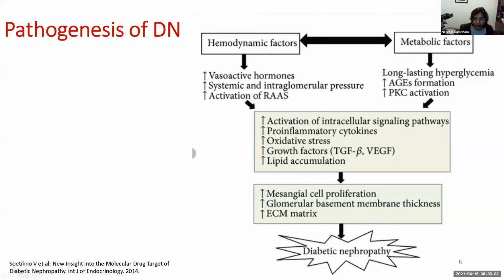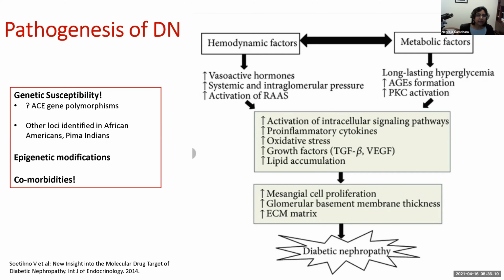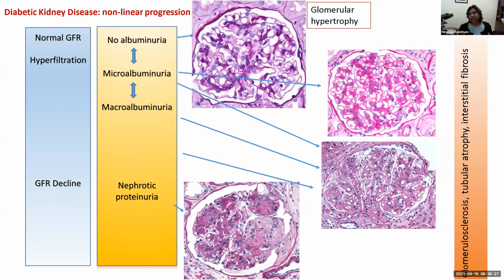So you start seeing all of this increased deposition of collagen in multiple places that we've already seen images of. Clearly, for who develops diabetic nephropathy, there is a genetic susceptibility, and there may also be epigenetic modifications, and the comorbidities, which are modifiable, will also play a role in progression of diabetic nephropathy. So this is just a scheme for you to think about the clinical as well as pathology that we see.